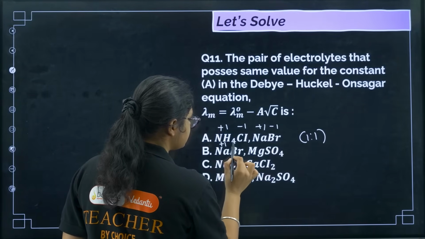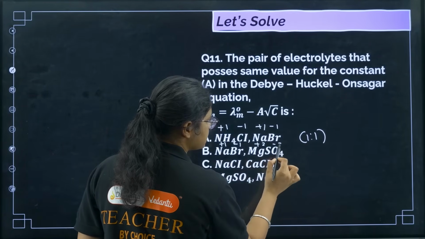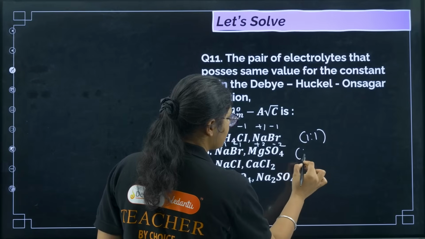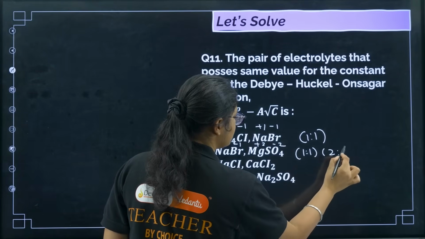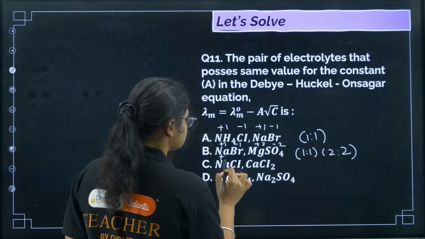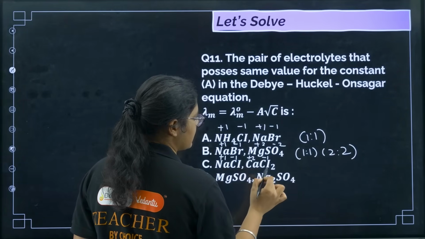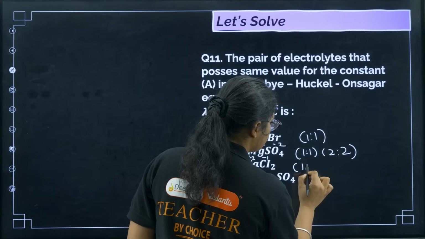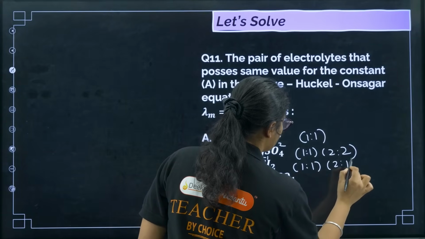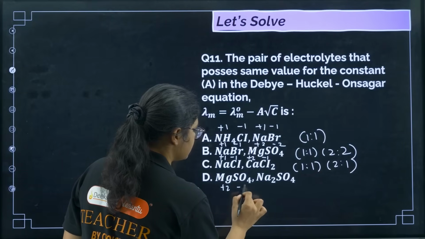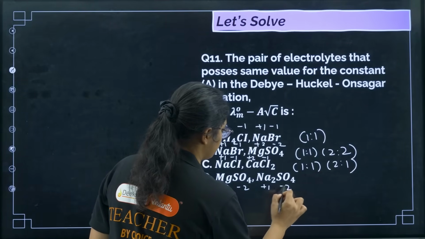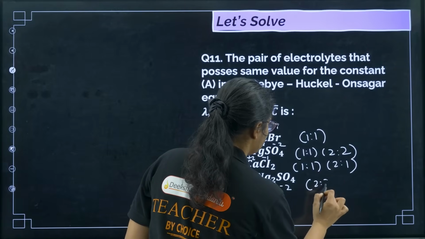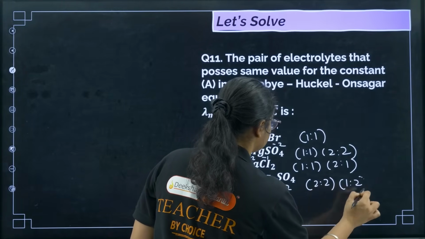Here, if I see, this is +1, this is -1, this is +2, this is -2. So this is 1,1 type and the other one is 2,2 type. Now here I have +1, -1, here I have +2 and -1. So I can say this is 1,1 type and this is 2,1 type. Here I have +2, -2, here I have +1, here I have -2. So this is 2,2 type and this is 1,2 type.